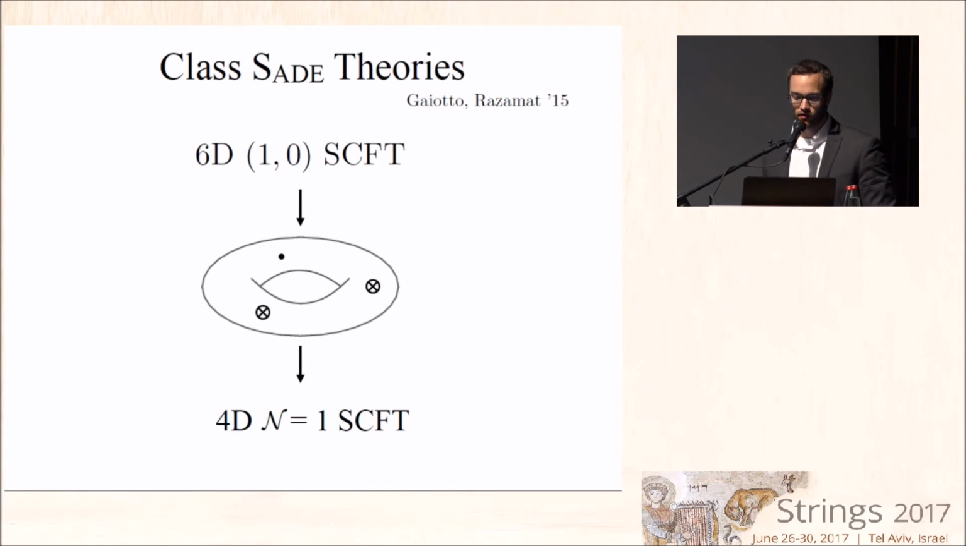We're going to take this (1,0) theory in 6D, once again compactify on a punctured Riemann surface. Now we get what's called a class SADE theory. This has half the supersymmetry, and the study of these theories is really in its early stages.